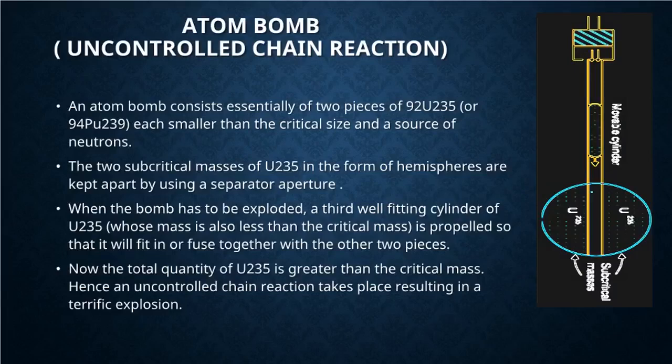An atom bomb consists essentially of 2 pieces of uranium-235 or plutonium-239, each with size smaller than the critical size, and a source of neutrons. The 2 subcritical masses of uranium in the form of hemispheres are kept apart by using a separator aperture. When the bomb has to be exploded, a third well-fitting cylinder of uranium, whose mass is also less than the critical mass, is propelled so that it will fit in or fuse together with the other 2 pieces. Now the total quantity of uranium becomes greater than the critical mass. This will initiate uncontrolled chain reaction leading to a terrific explosion.